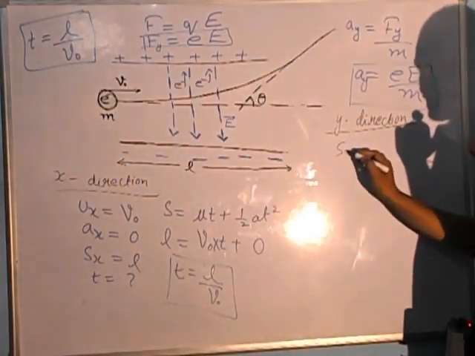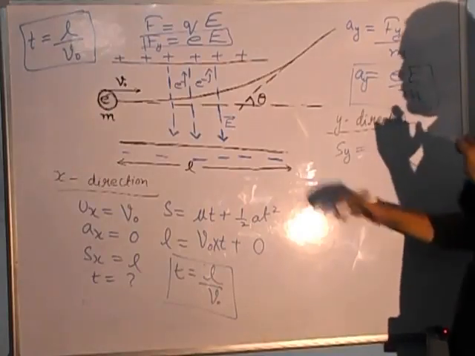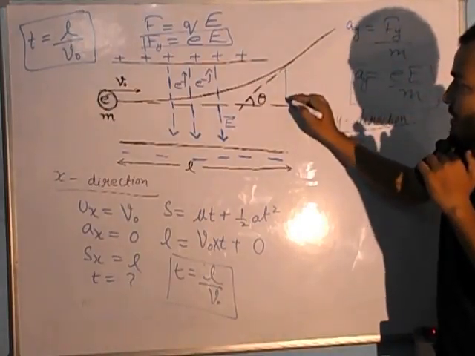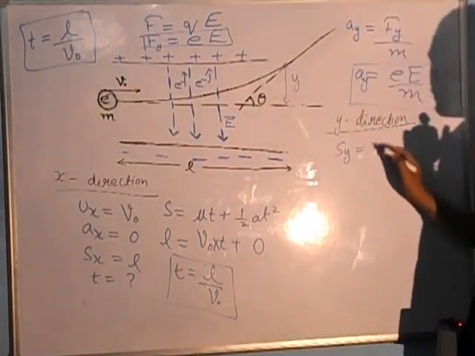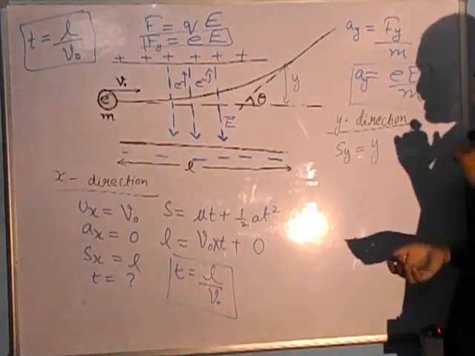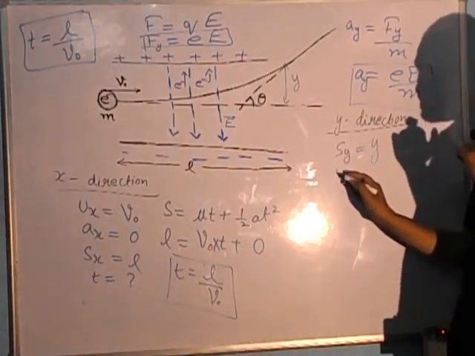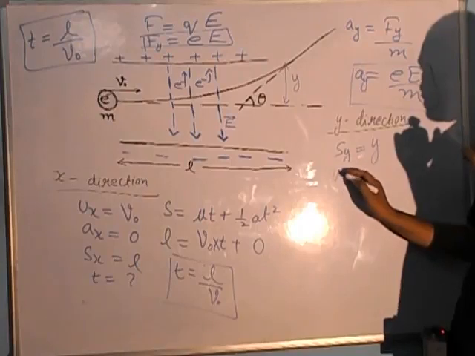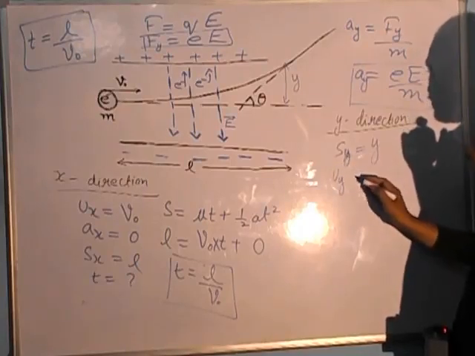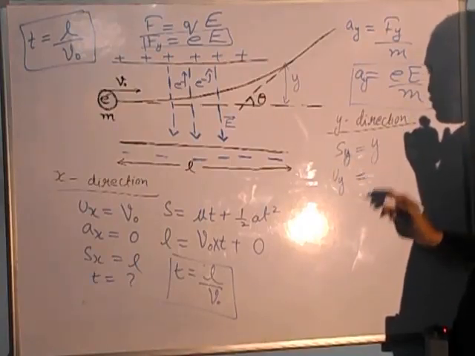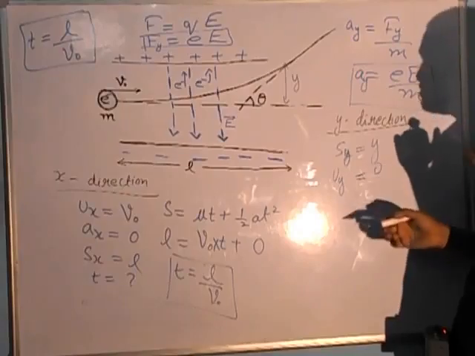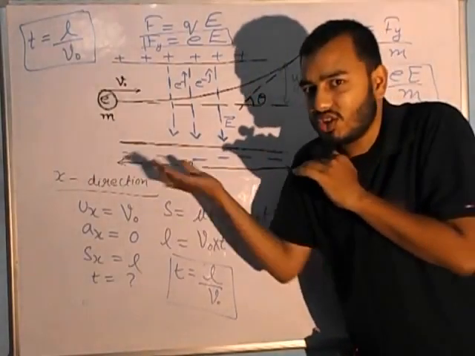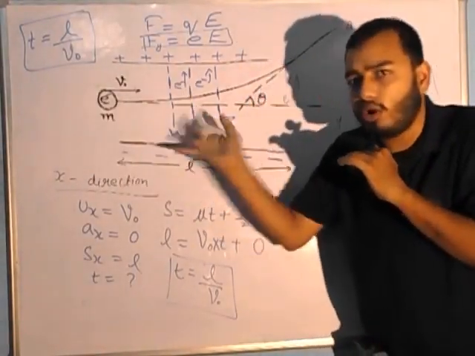The displacement in the y direction of the electron is unknown to us. Let us assume this displacement as y. What is the velocity in the y direction of the electron? The initial velocity in the y direction must be equal to 0. The electron has no velocity initially in the y direction. It has entered the field horizontally.